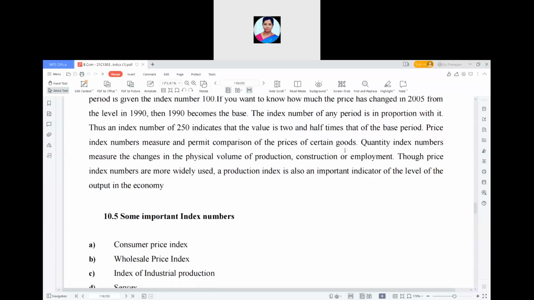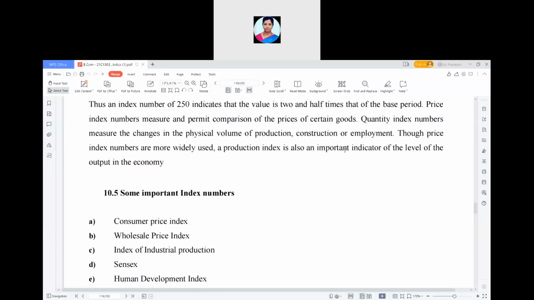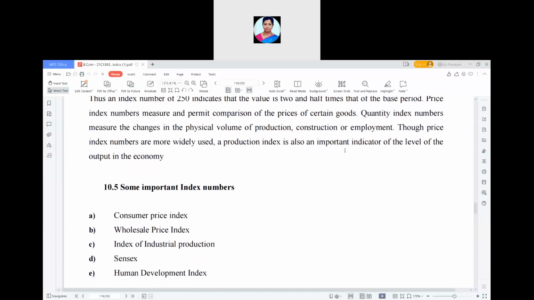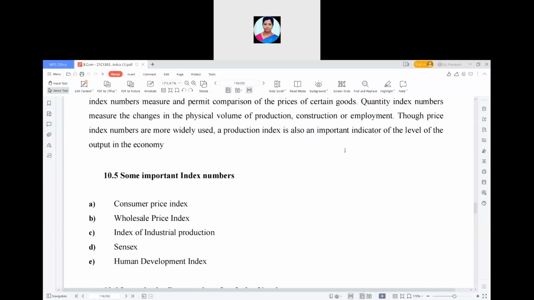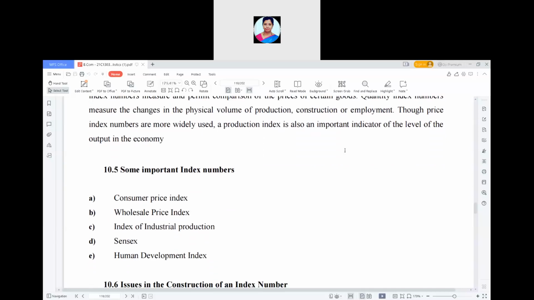So here we have some important index numbers. The first one is consumer price index, the second one is wholesale price index, the third one is index of industrial production, the fourth one is Sensex, and the fifth one is human development index.